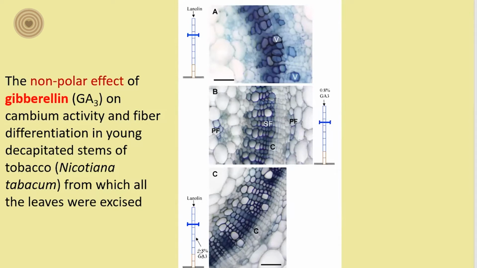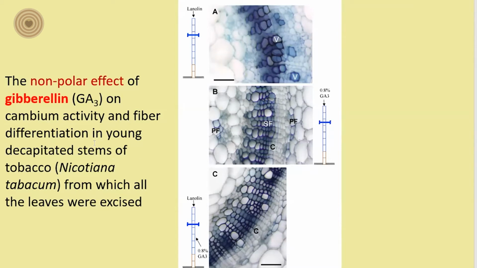When the gibberellin was added from below, the same results, a lot of fibers in the xylem, only to say that mature leaves that can be in the lower part of the crown, when they produce the gibberellin, will move down and up and produce fibers and wood all along the plant.